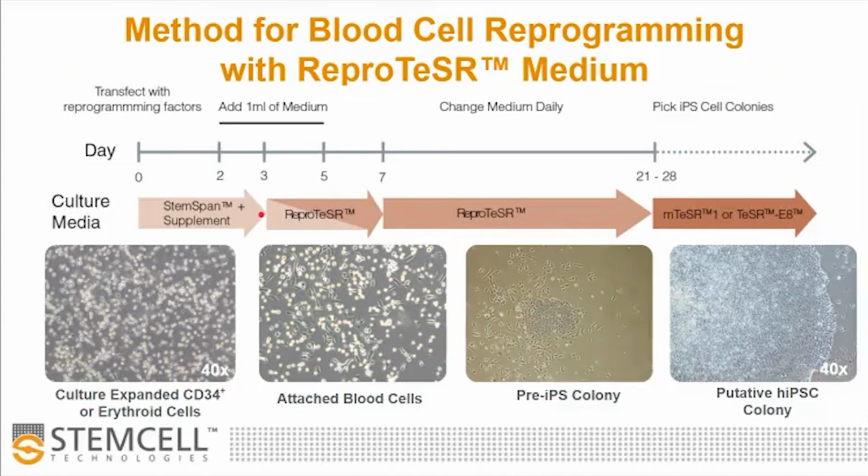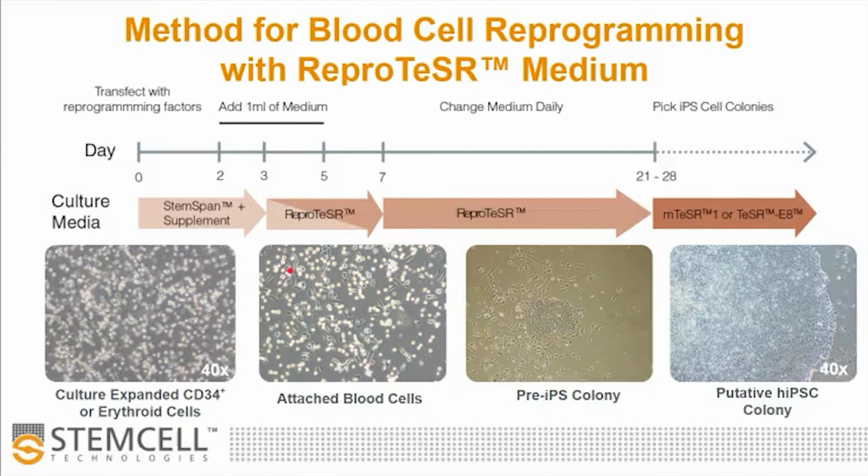On day 3, you would then add 1 ml of ReproTeaser medium without taking away any STEMSpan medium from the well. On day 5, you would add another ml of ReproTeaser, again, without taking anything else out of the well. So at this stage, the well is very full, but it's very important not to do a medium change until you reach day 7. The reason for that is these hematopoietic cells will be in suspension after they've been transfected, and it may take them some time to sit down and attach to the culture ware, to the coated culture ware.